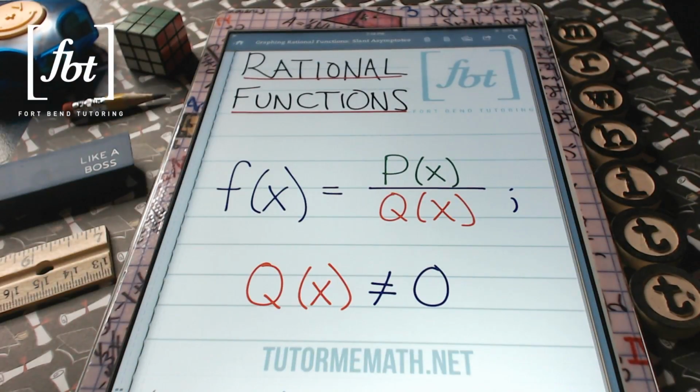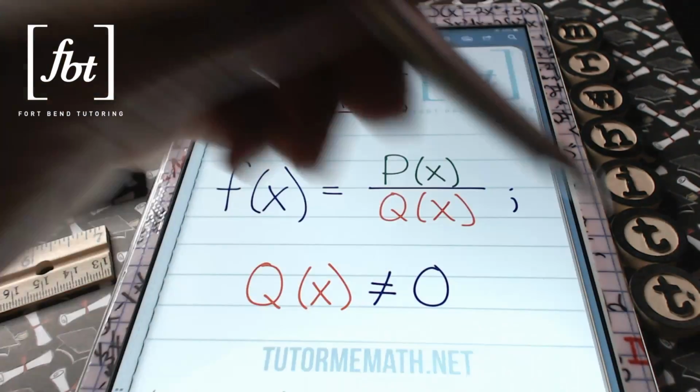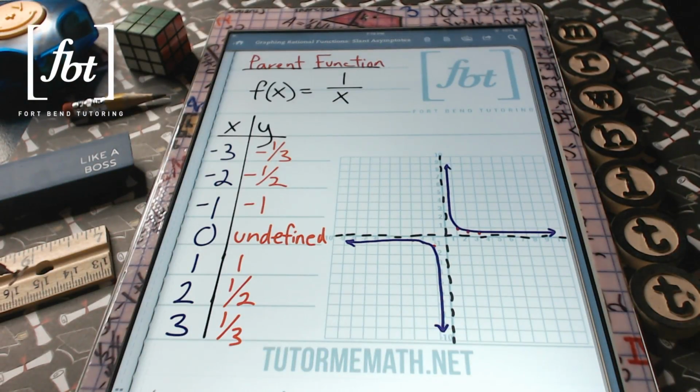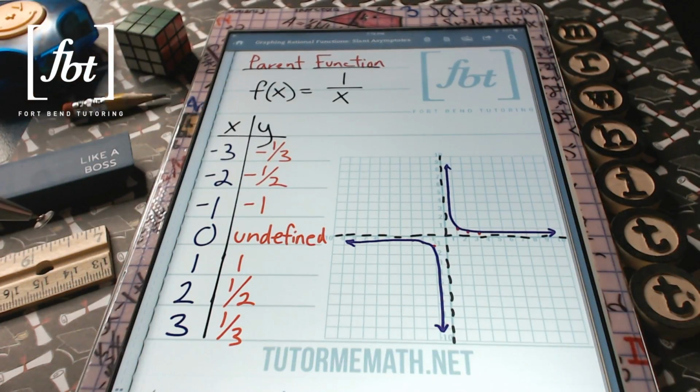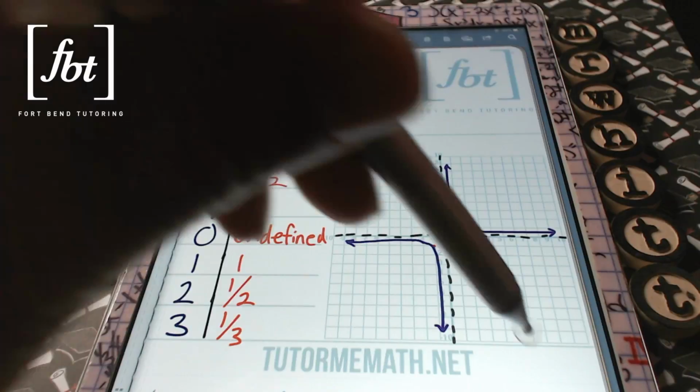To recap on our foundations from part 1 and part 2 of this 5-part series, a rational function is when you have a function in the form of p of x divided by q of x, where p of x and q of x are both functions and q of x does not equal 0. Why? Because you can't have 0 in the denominator of a fraction because it makes it undefined. You must avoid that at all costs. Here we have our parent function, f of x equals 1 divided by x, the basic form of a rational function.